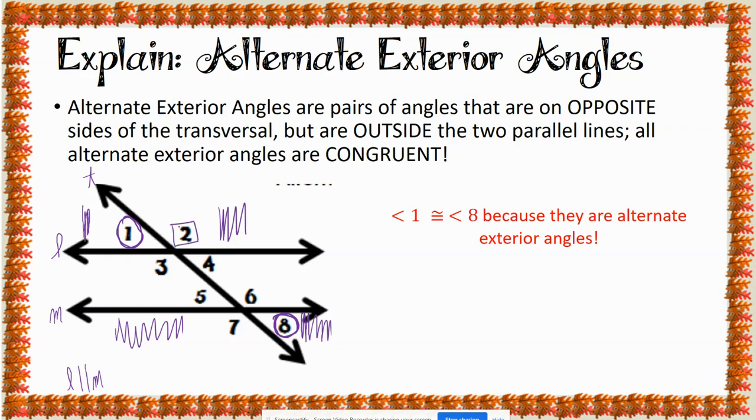Angle 2 is going to be congruent to angle 7 because they are both exterior angles, but they are on opposite sides of this transversal. So they are alternate exterior angles, which means that they are congruent to each other.